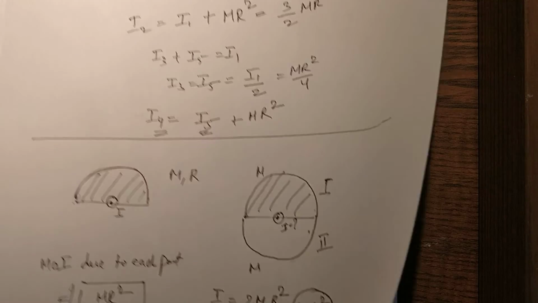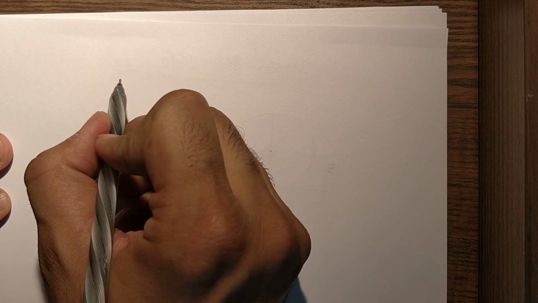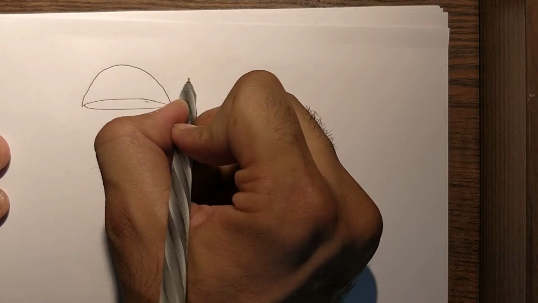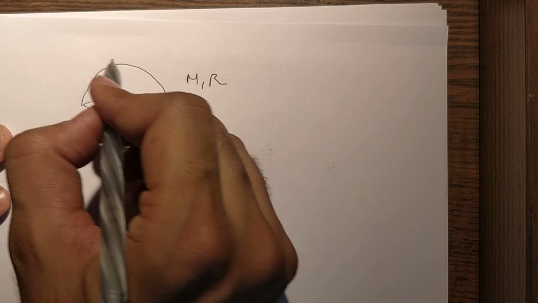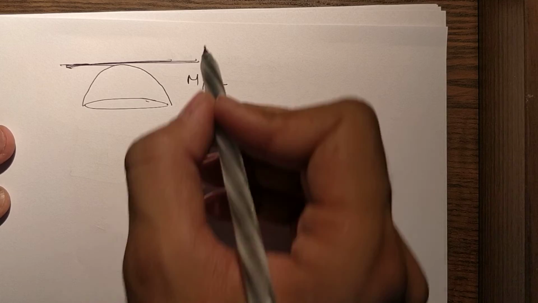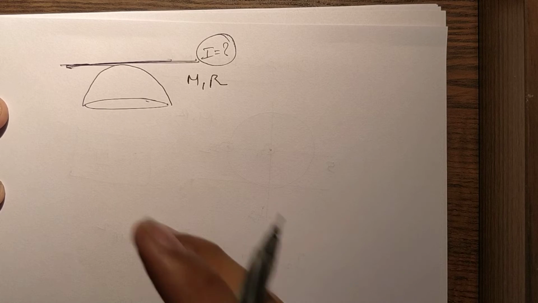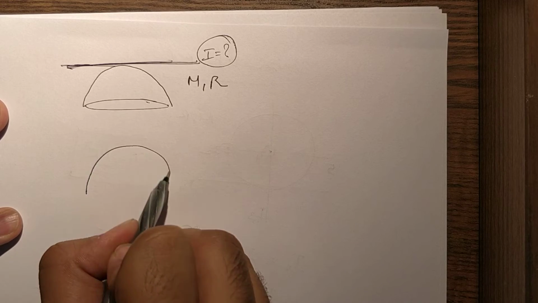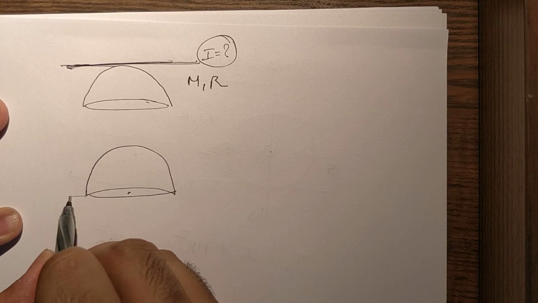Now let's see one application of this. Let's take a hemisphere. So this is your hemisphere, something like this, of mass m and radius r. Let's say we have to find the moment of inertia about this axis, which is tangent to the uppermost point. Based on the previous question, first of all I can find the moment of inertia about this axis.